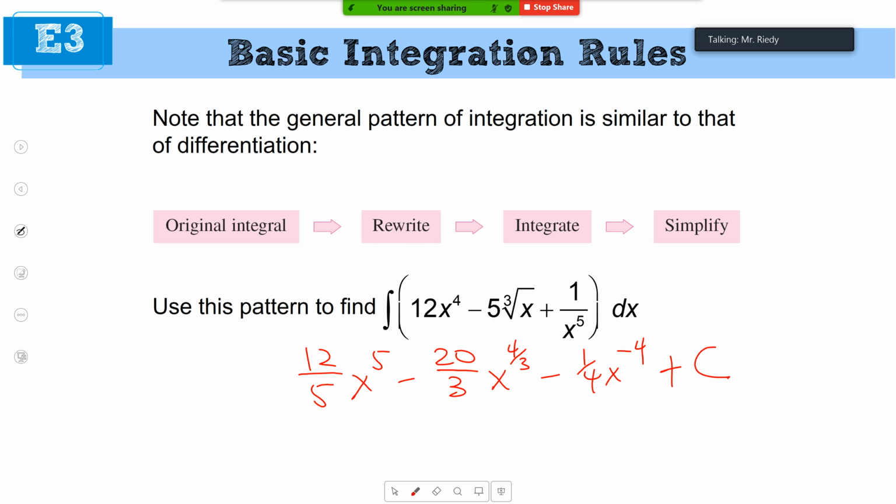Did you rewrite this first before you did it? Yeah. Okay, so I'm assuming you did 12x to the 4th minus 5x to the 1/3 plus x to the negative 5th. Okay? So then what? Then I split it up how we did it in the last problem. I like it. Go ahead.